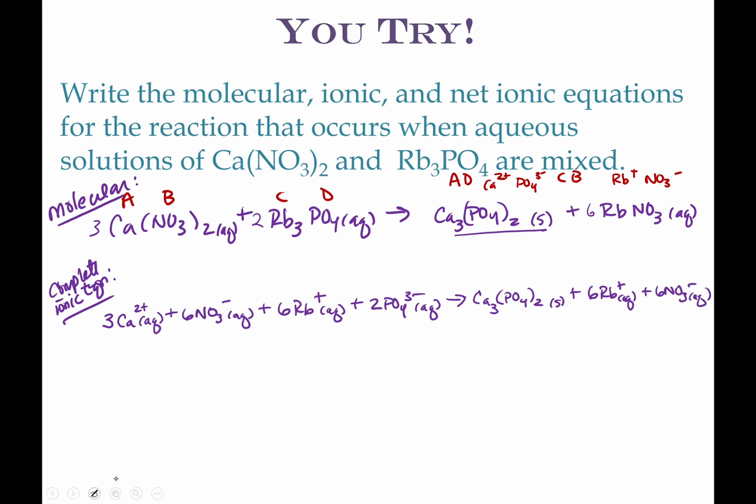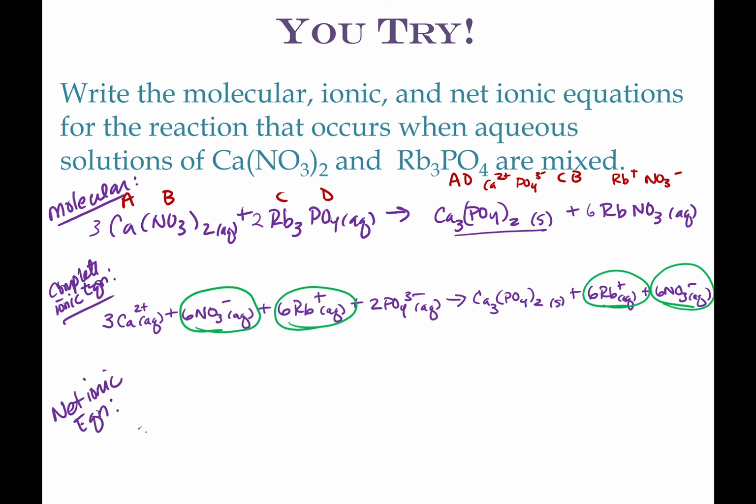Spectator ions, we're going to circle those. So our spectator ions are nitrate, there are 6 of each, that's good, and rubidium. Make sure there's the same number of both on each side. That means you balanced it correctly. And then we do our net ionic equation. So whatever's left over, 3 Ca2+ and 2 PO4 3- is Ca3(PO4)2 solid.